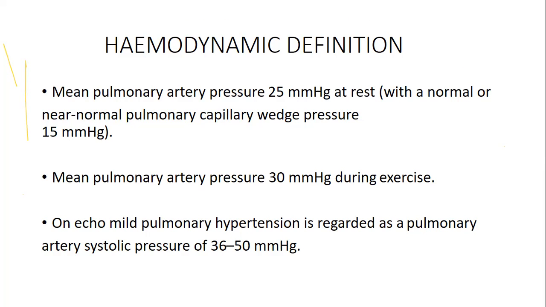What is pulmonary capillary wedge pressure? This is the pressure within the pulmonary vasculature, and this has a lot to do with pulmonary hypertension. And a mean pulmonary arterial pressure of 30 millimeters of mercury during exercise is also considered normal. On echo, mild pulmonary hypertension is regarded as pulmonary hypertension with arterial systolic pressure between 36 and 50.